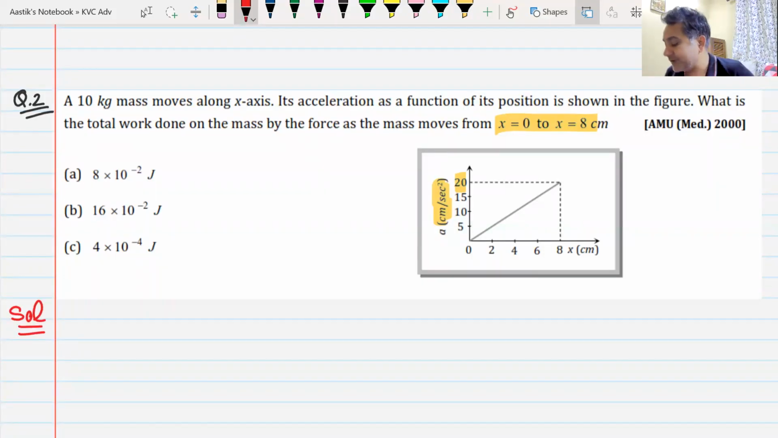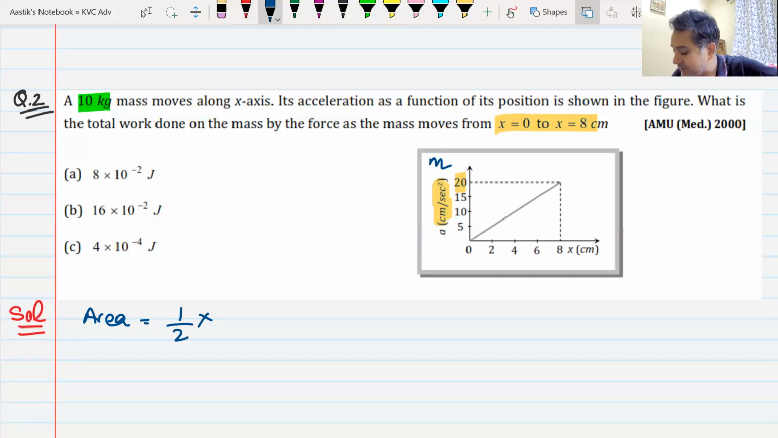No, sir. Okay, so the mass is given as 10 kg and the acceleration is given as a function of x. So if I multiply this acceleration by m, I will get the force, F is equal to ma. Yes or no? So you just find the area under this graph and multiply it by the mass. What is the area under this graph? Half into base. How much is the base? 8 centimeters. So 8 into 10 raised to the power minus 2 meter.